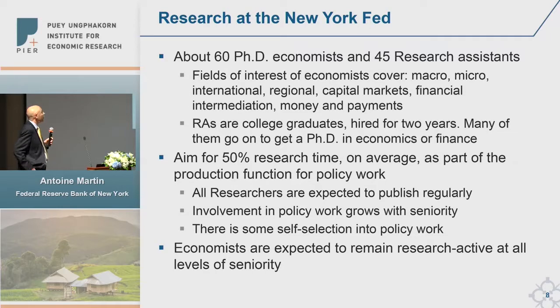All right. So this was the little framework I'm going to propose. Let me describe research at the New York Fed, and then I'm going to provide you a few examples. So the New York Fed has a pretty big group of PhD economists. There's 60 of us, and there's 45 research assistants. One of the reasons we're a big group is we cover a number of different areas. We have people working on macro, microeconomics, international, regional, capital markets, financial intermediation, and money and payments.